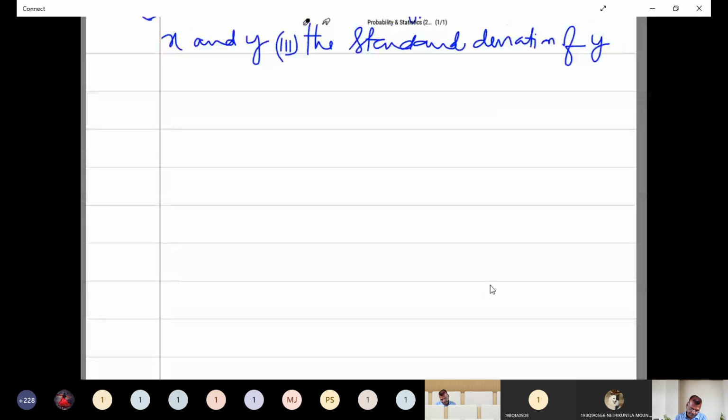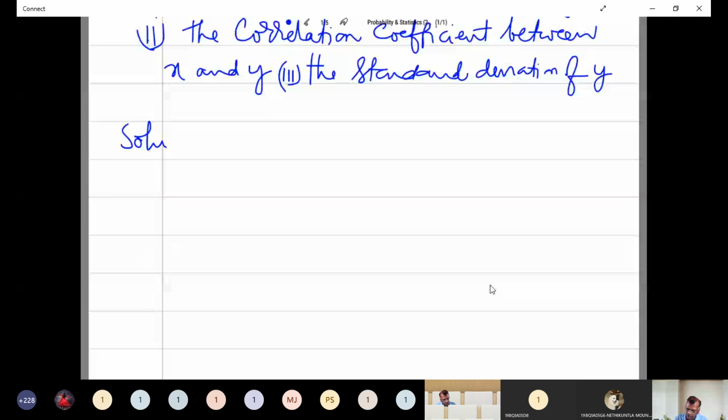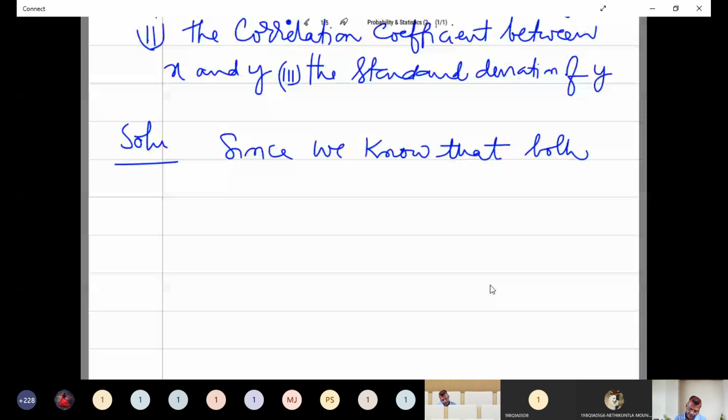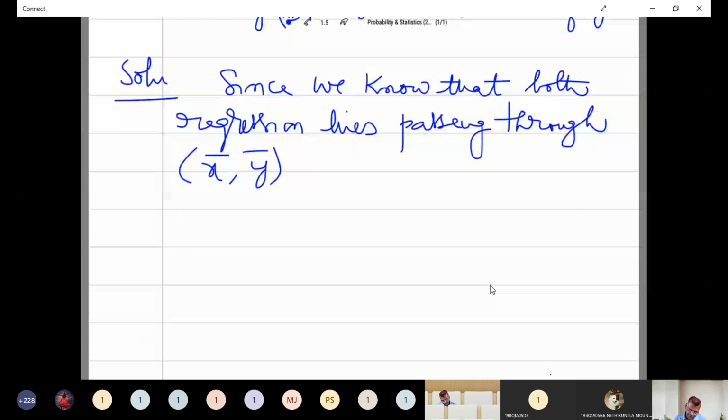Okay, now see, since we know that both regression lines are passing through x bar, y bar, therefore, from the first equation we have to take, instead of x, x bar, instead of y, y bar. Similarly in the second equation also.